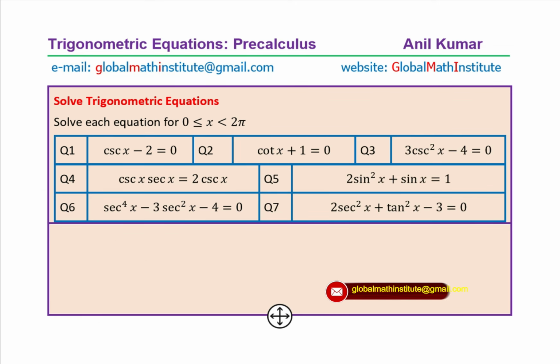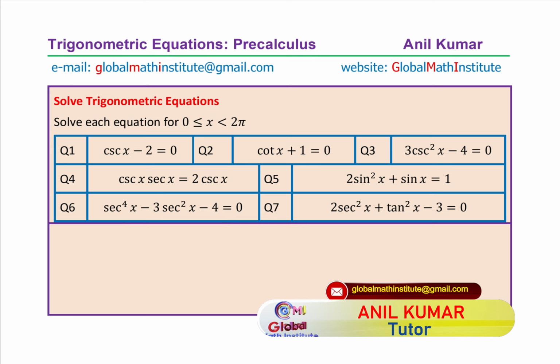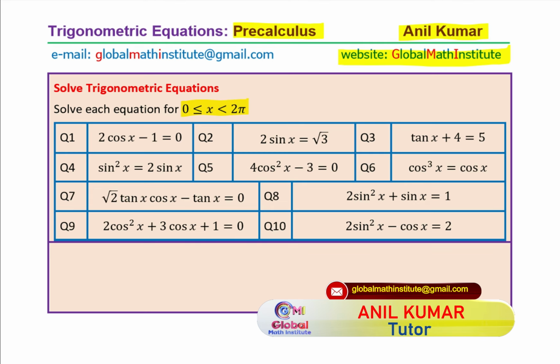Now with this knowledge, you can move on and take up the next set, where we are combining the primary and secondary trigonometric ratios in the equations. Still, the domain being 0 to 2 pi, where 0 is included, but 2 pi is not included.